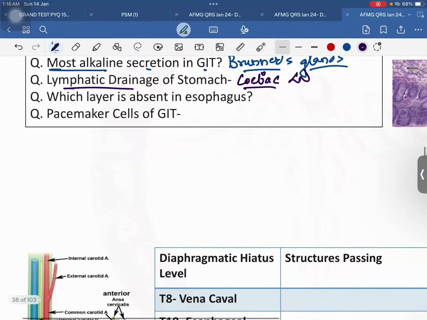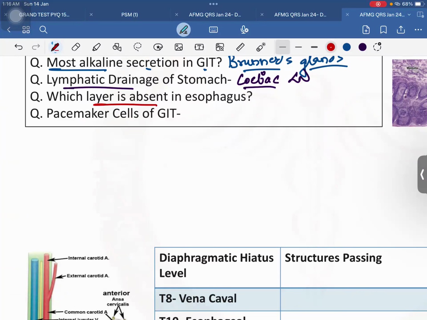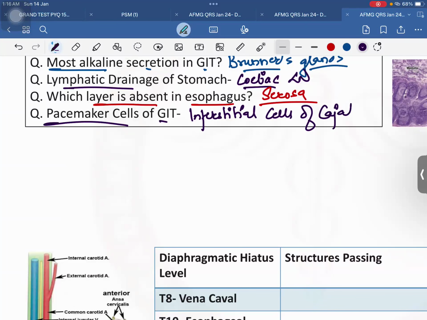There are 4 layers in the GIT. The innermost is the mucosa, then the submucosa, then the muscularis and the serosa. If they ask which layer is absent in the esophagus, it is the outermost layer, serosa. Instead, we have a very thin layer called the adventitia. Submucosa is absent in the gallbladder. If they ask you about the pacemaker cells of the GIT, they are the interstitial cells of Cajal.